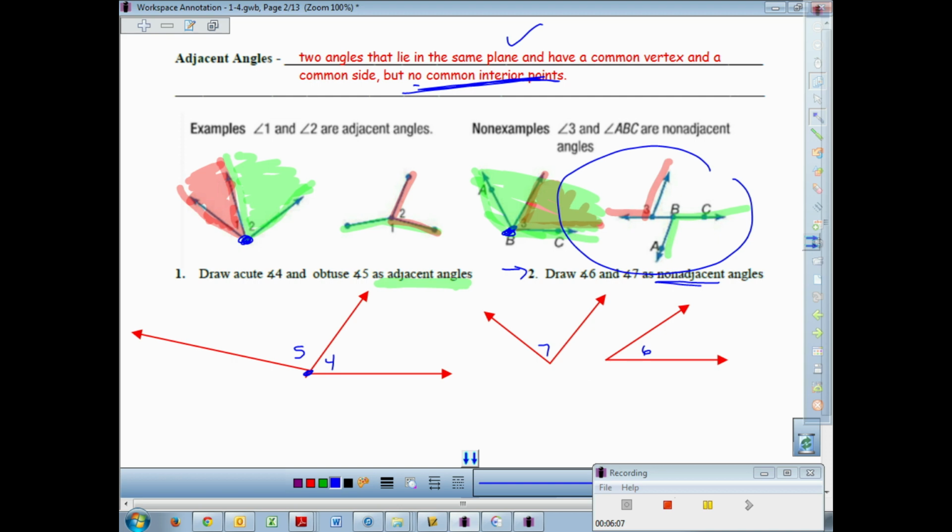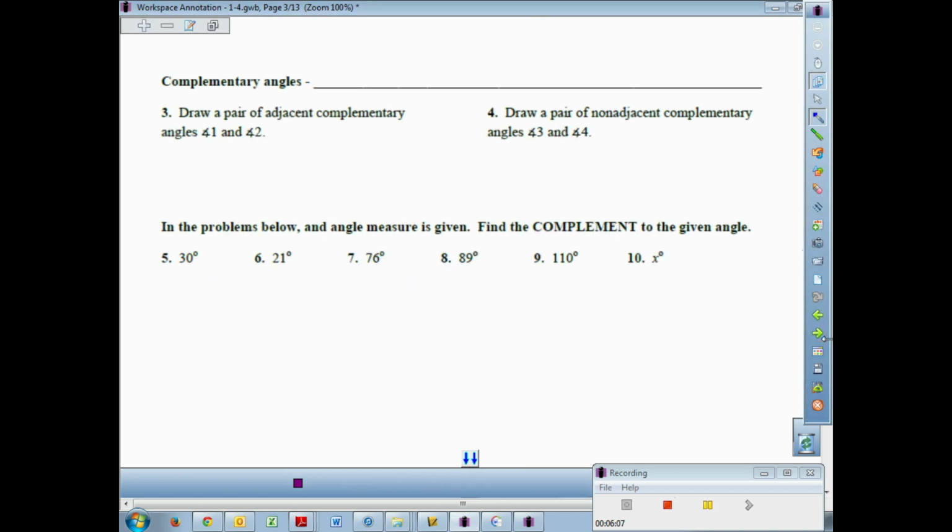Cool, let's roll on. Complementary angles. Have you heard of that before? Complementary, supplementary, have you heard of those two words? What does complementary mean to you? Yes. Complementary: two angles whose sum is 90 degrees. Notice how I put "two angles" in all capital letters, because that was important. It's only two angles whose sum is 90 degrees.